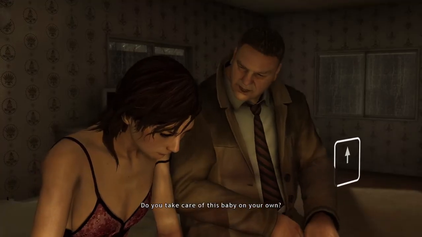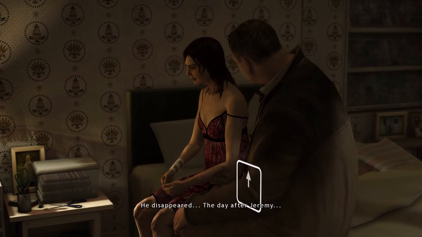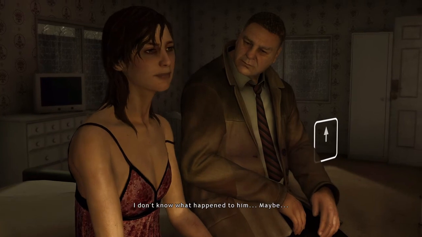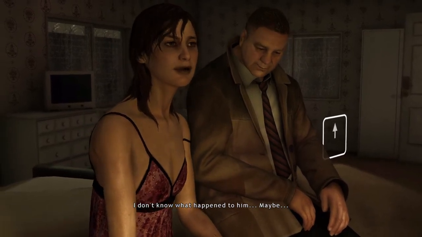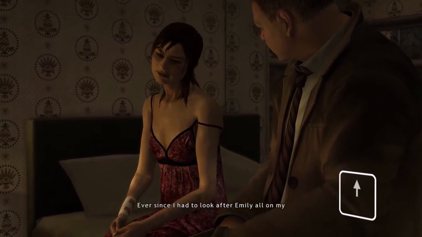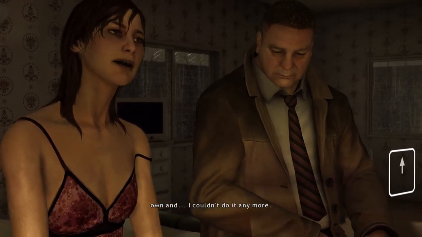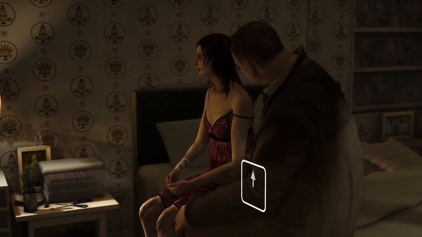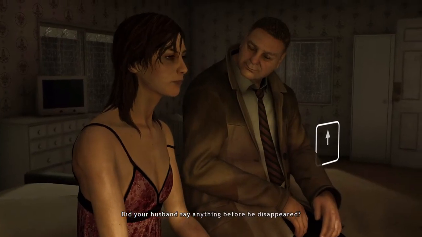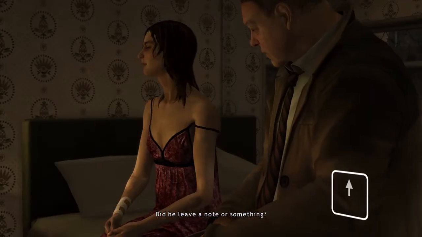Do you take care of this baby on your own? Doesn't Jeremy's father live with you anymore? He disappeared. The day after Jeremy. I don't know what happened to him. Maybe he couldn't take it. Ever since I've had to look after Emily all on my own, and I couldn't do it anymore. I understand. Did your husband say anything before he disappeared? Did he leave a note or something?